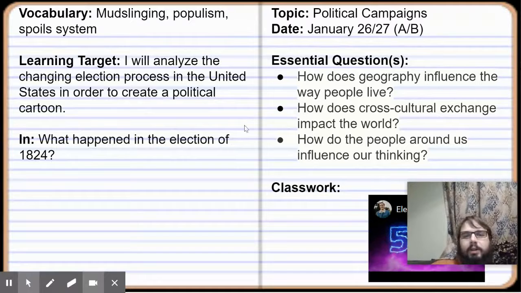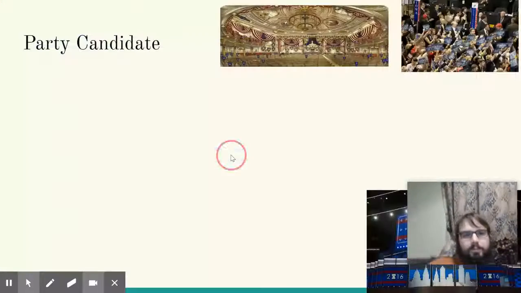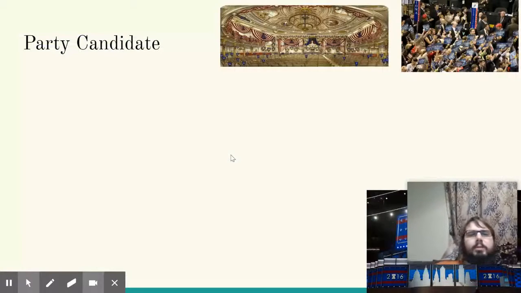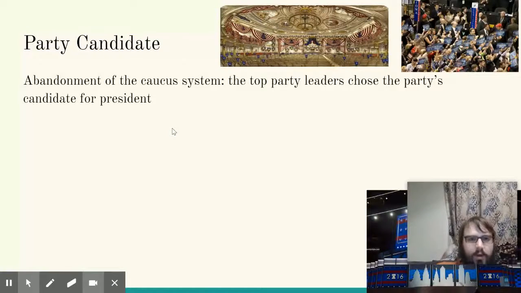Welcome back, everyone. Let's go ahead and keep on moving forward. All right, so we do have a few notes here to start kind of the day out. First, we're going to talk about how party candidates are selected. Okay, so right after the election of 1824 comes the abandonment or the getting rid of the caucus system. And that was a system where the top party leaders chose the party's candidate for president.